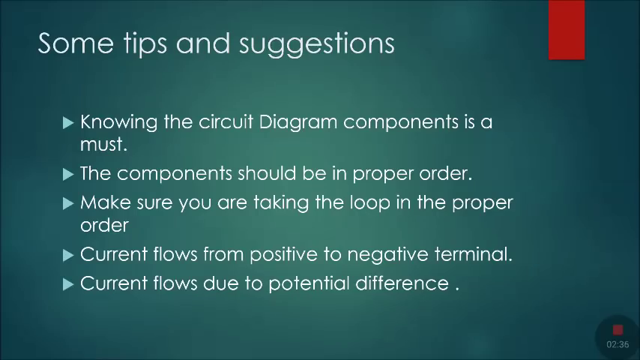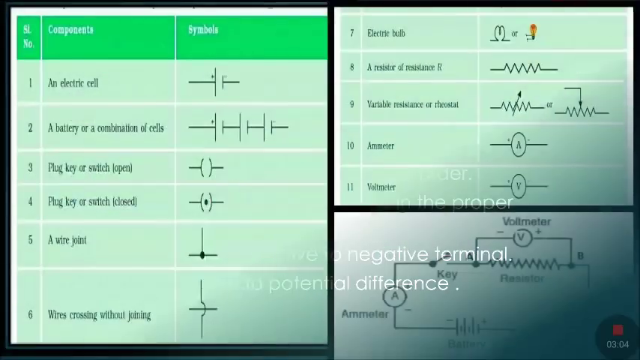Some tips and suggestions. Knowing the circuit diagram components is a must. The components should be in proper order inside the circuit. Make sure you are taking the loop in proper order when you are calculating your individual values of resistance, current, etc. Current flows from positive to the negative terminal from the battery's point of view. Current flows due to potential difference present inside your conductor.